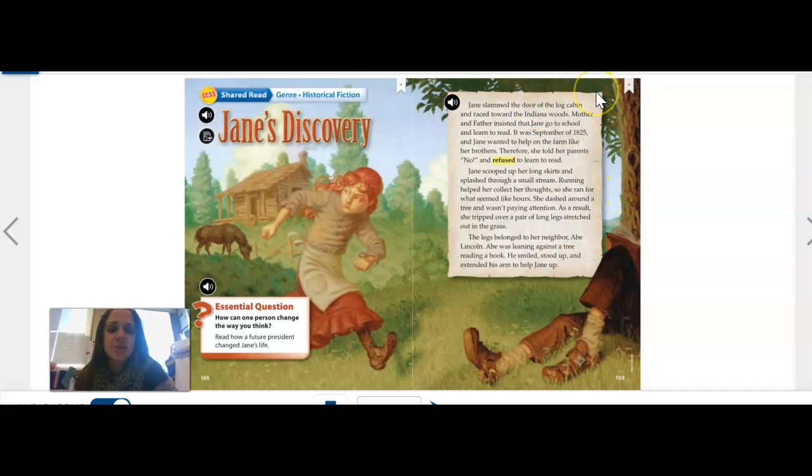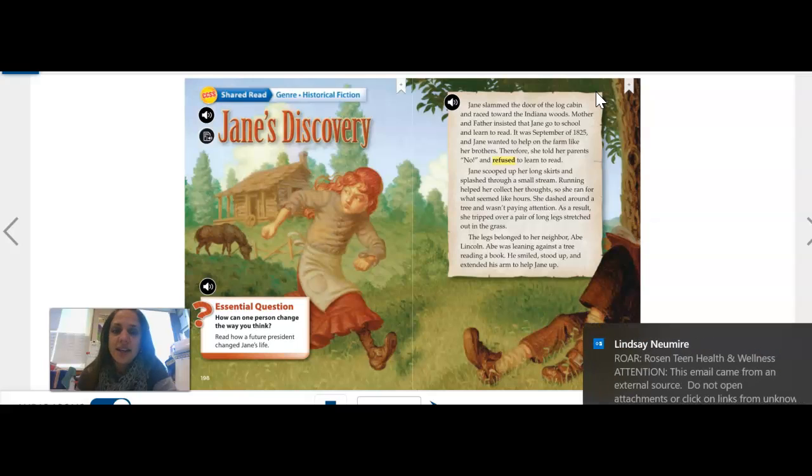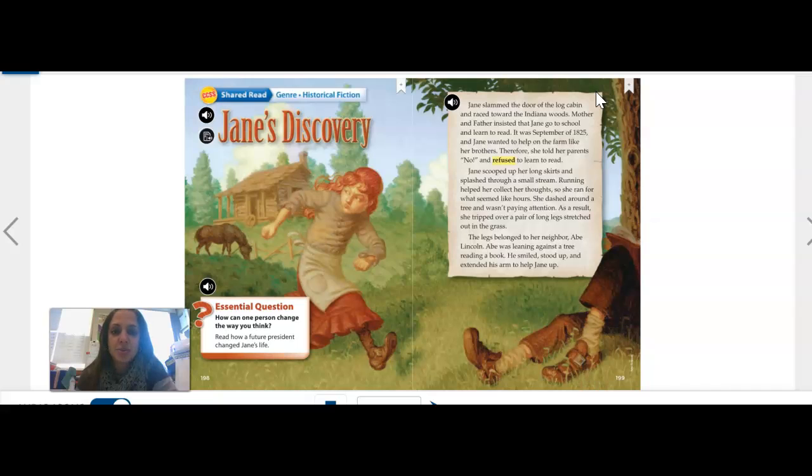Jane slammed the door of the log cabin and raced toward the Indiana woods. Mother and father insisted that Jane go to school and learn to read. It was September of 1825, and Jane wanted to help on the farm like her brothers. Therefore, she told her parents no and refused to learn to read.